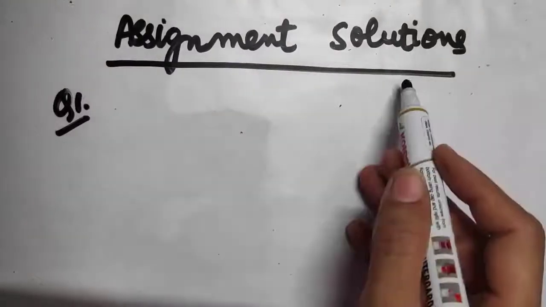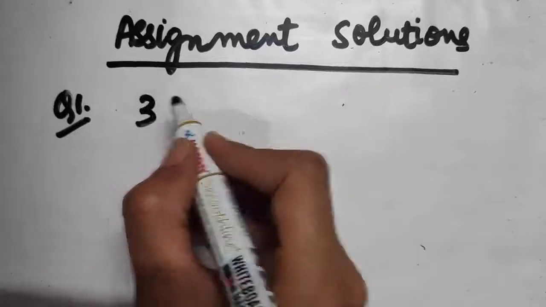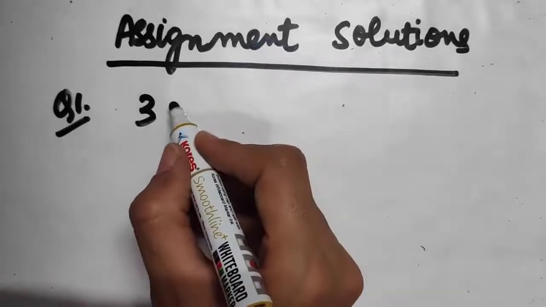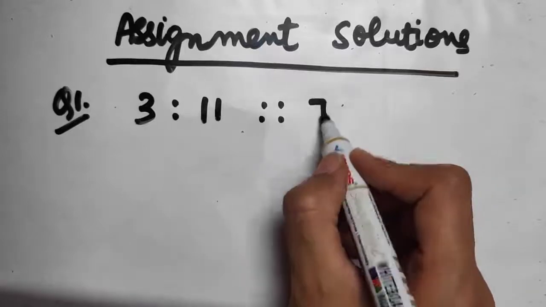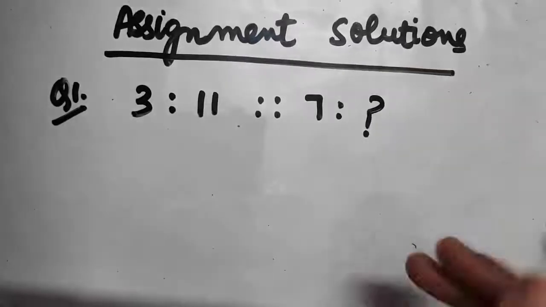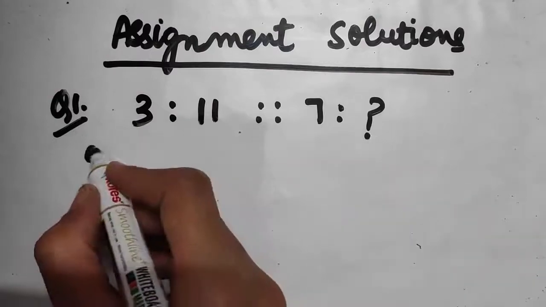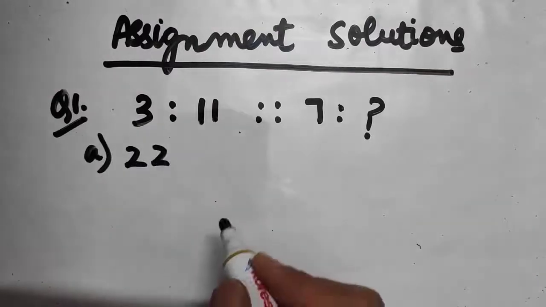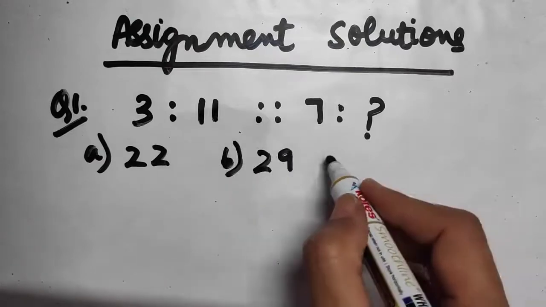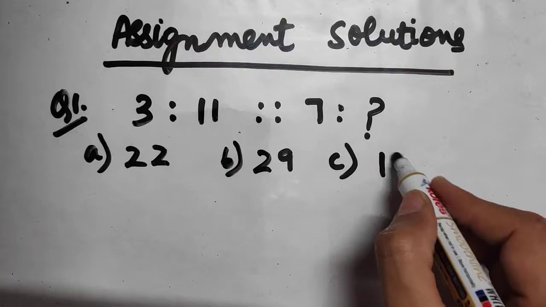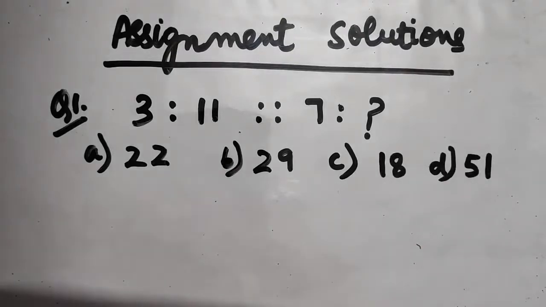Let us talk about question number 1. In question number 1, it is given to us like this is the question. Now we need to find out what should come in place of this question mark, and options are A is 22, second option is 29, third option is 18, fourth option is 51.